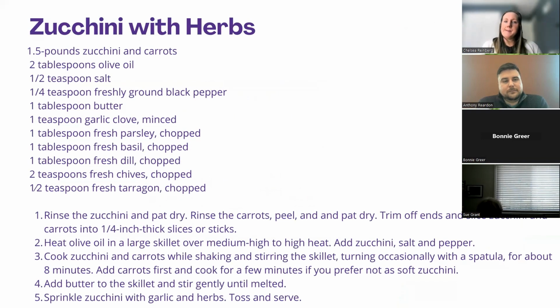Here's one recipe. Again, feel free to take a photo of this. The PowerPoint or the recording will be sent out after, so you can go back and find these recipes if you would like to try them out. But as I mentioned before, basil goes really well with your zucchini and your carrots. And then obviously we have some of those other herbs that go well with basil. You have your parsley, your dill, chives. So those are all included there.